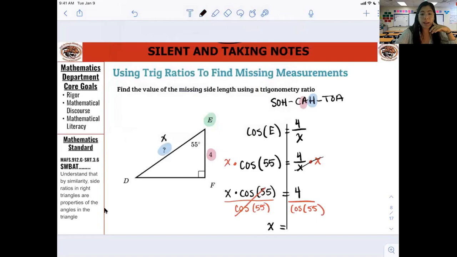Well, that just means that now I have to do 4 divided by the cosine of 55. So when you use your calculator, you're not going to multiply it by 4. You're going to be doing 4 divided by the cosine of 55. And when you do that, you're going to want to be very careful. So actually, I'm going to share my screen again, share my phone screen. We're doing 4 divided by the cosine of 55.